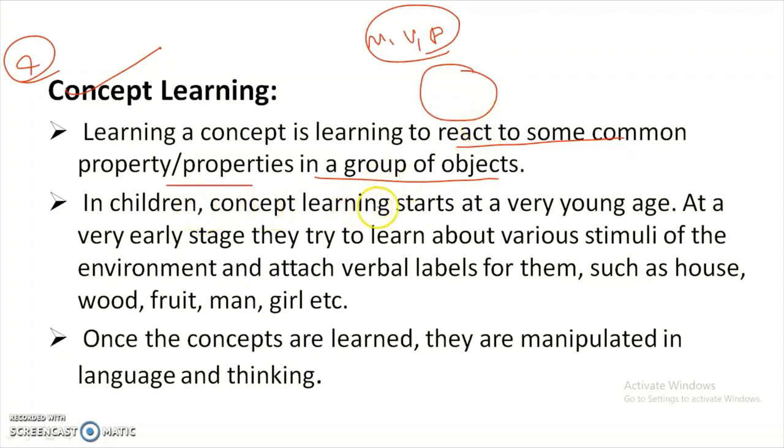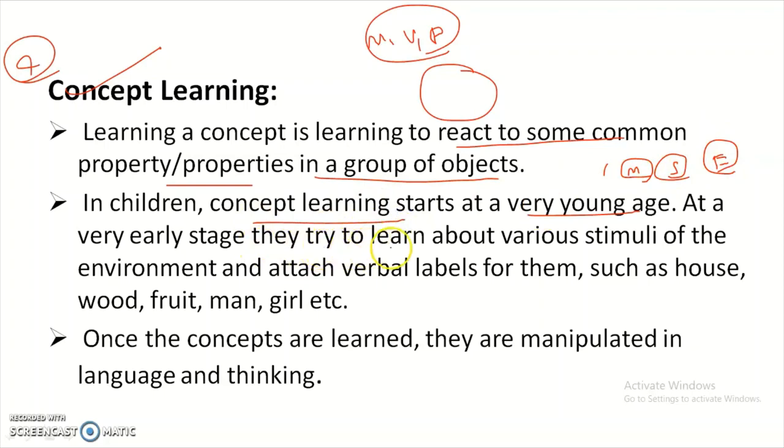In children, conceptual learning starts at a very young age, because children will ask a lot of questions: why is that happening, why does the moon come at night, and why does the sun come in the morning, and is the earth rotating, but why are we not rotating. So all such huge doubts come to the children.